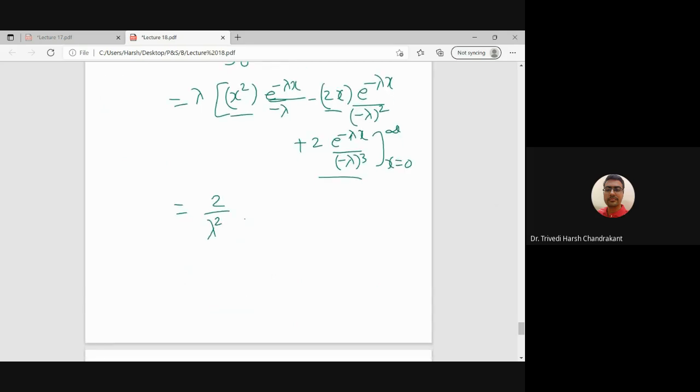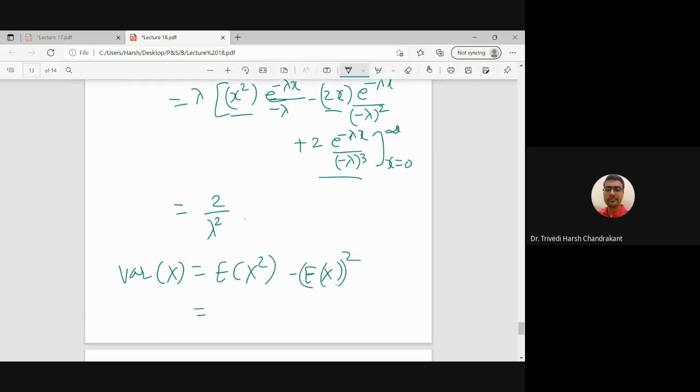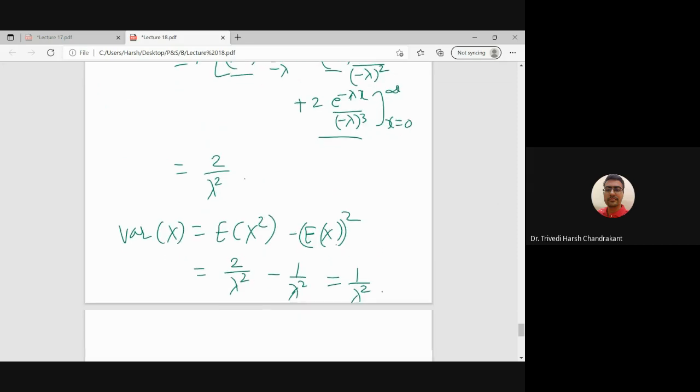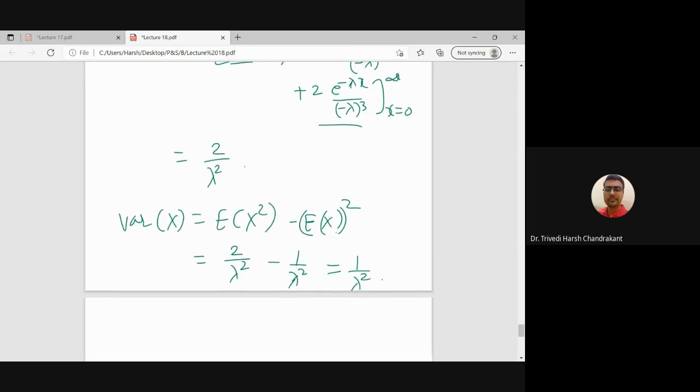And then we have the variance. The formula is expectation of x square minus expectation of x, the whole square. So that is 2 by lambda square minus 1 by lambda square. Finally, it is 1 by lambda square.